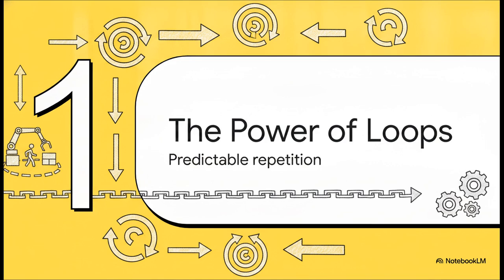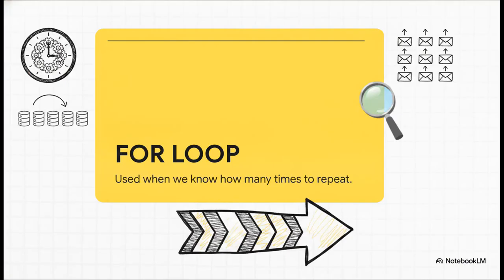Section 1, the power of loops. Let's kick things off with the first major workhorse of our toolkit, the for loop. So what actually is it? Basically, we use a for loop in Python when we know exactly how many times we want to repeat a task. Its absolute superpower is predictability. When you have a set number of iterations firmly in mind before you even run the code, like, say, analyzing exactly 5 rows of data, the for loop is your absolute go-to.